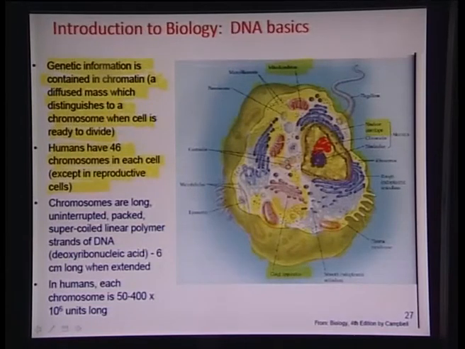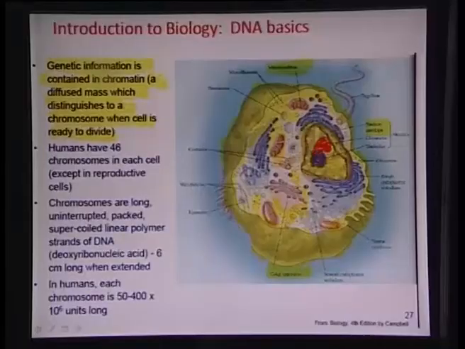And as we indicated before, chromosomes are long, uninterrupted, packed, supercoiled, linear polymeric strands of DNA molecule. Just to add a few surprises for you, the supercoiled form of DNA in a chromosome, if you just open it up and spread it around, can be as long as about 6 centimeters. Starting from a small molecule, it can extend all the way to about 6 centimeters. Can you imagine the kind of compression density that it has?